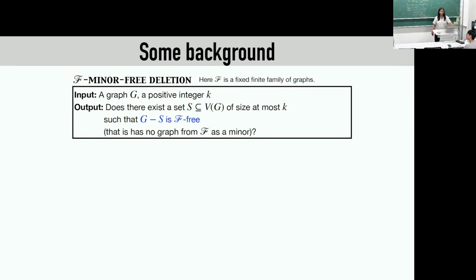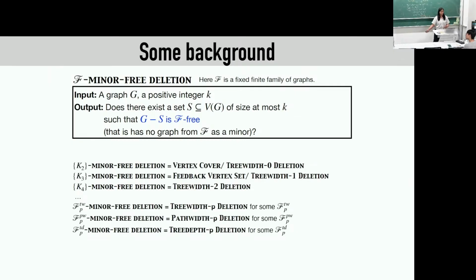So you can define this problem similarly. You are given a graph G and a positive integer k, and you want to ask if there is a set of at most k vertices whose deletion results in a graph that does not have any graph from the family F as a minor. Right? So this set hits all minor models of all graphs in the family F.